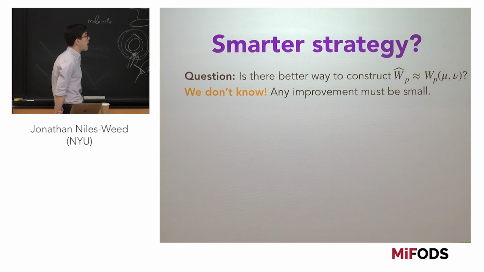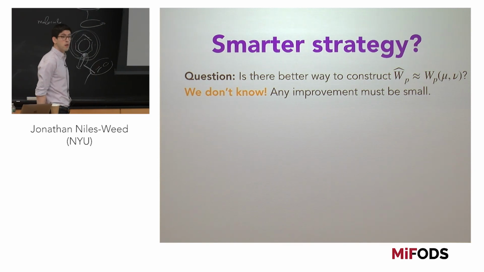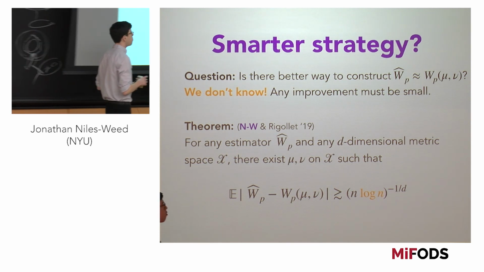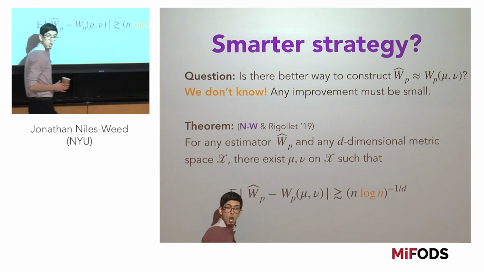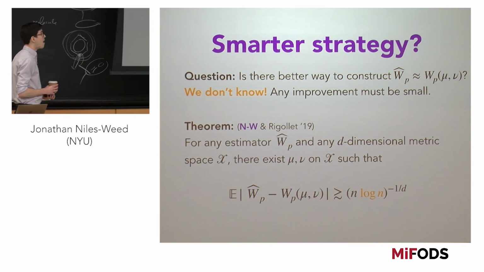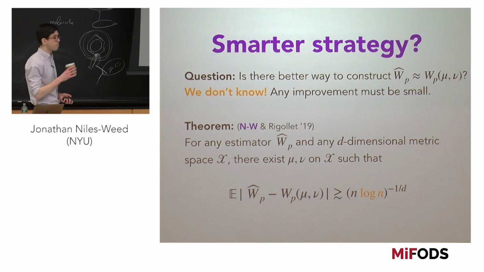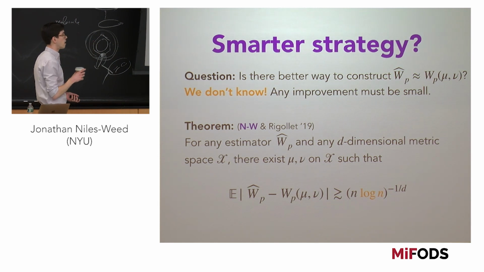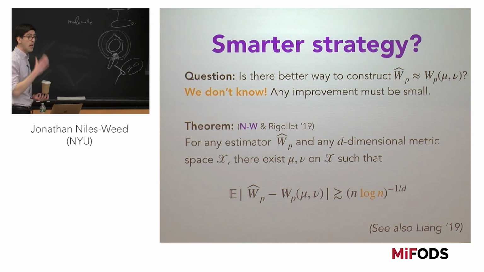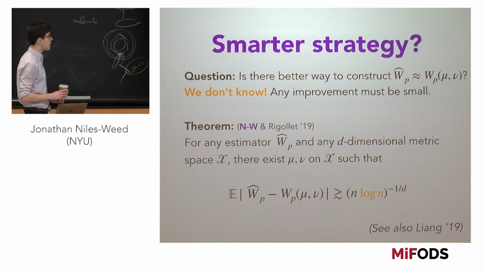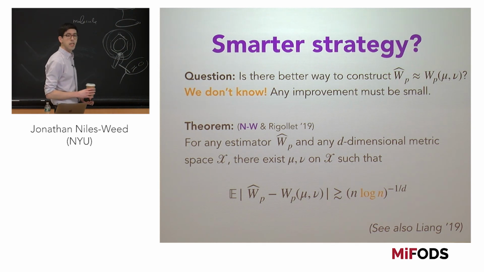Now we can say something better, which is that any improvement must be quite small, in the sense that the lower bound, instead of being off by a 1.5 to 1 factor, is off by at most a logarithmic factor, so that there's a lower bound for estimating the WP distance of order (n log n) to the negative 1 over d. Very close to n to the negative 1 over d. But this log n is interesting, and I'll say more about it in a second. I just want to flag also that Tengyuan independently had similar results for the W1 case, using different techniques and with a slightly weaker bound. But the qualitative story is the same.